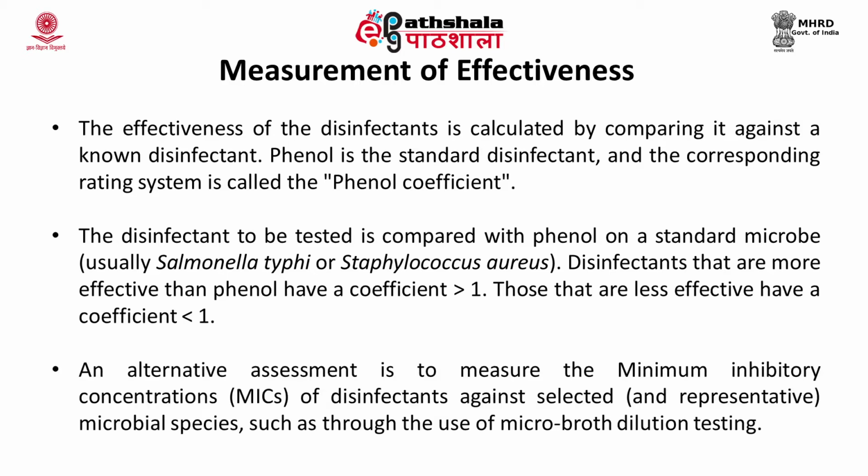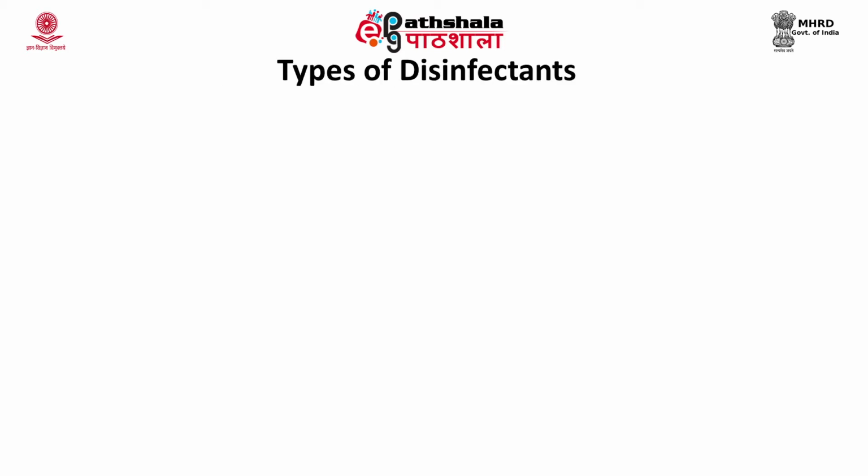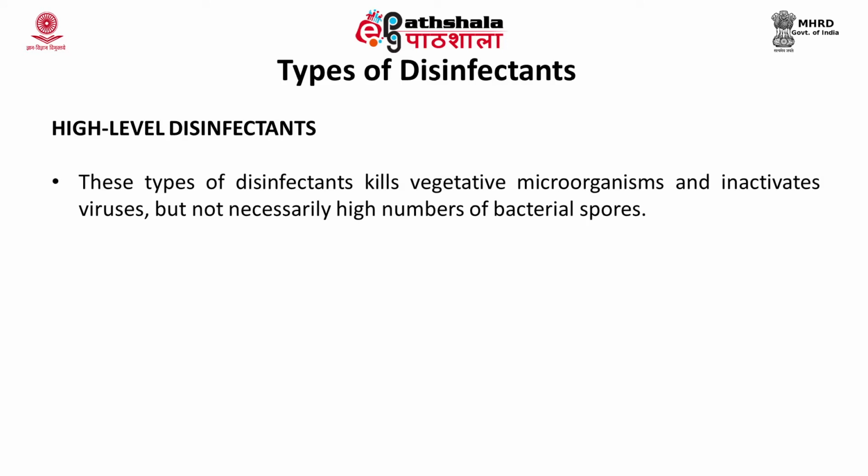An alternative assessment is also there to measure the minimum inhibitory concentration of the disinfectants against the selected microbial species, and this assessment is based upon assays which use the microbroth dilution testing method or the disc diffusion assay. Now, let us discuss the types of disinfectants. The disinfectants are categorized into 3 activity levels according to the classification given by the US EPA. The first class is the high level disinfectants.